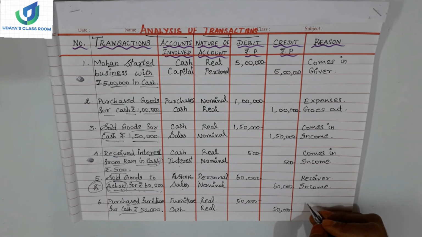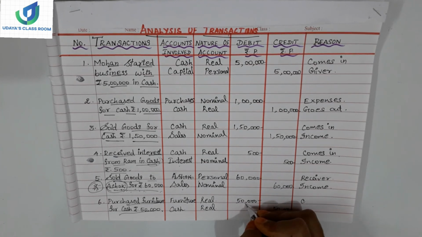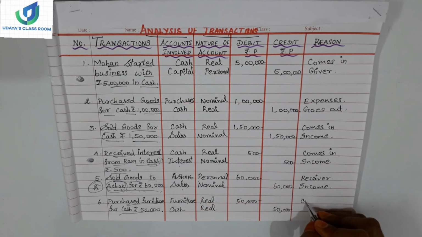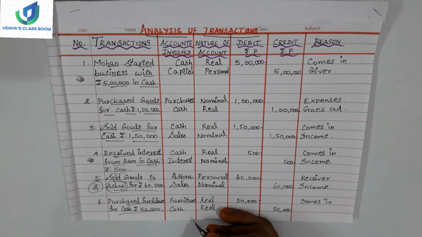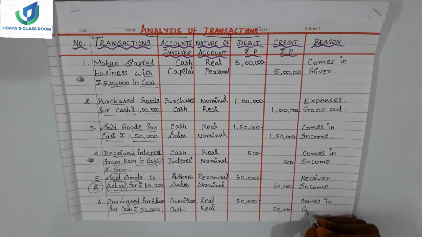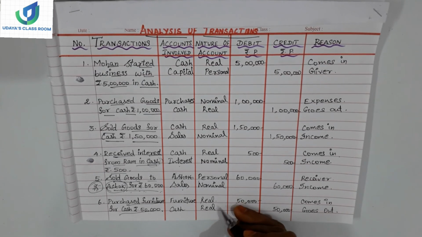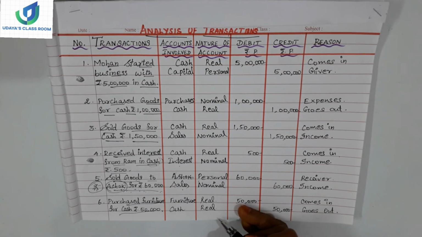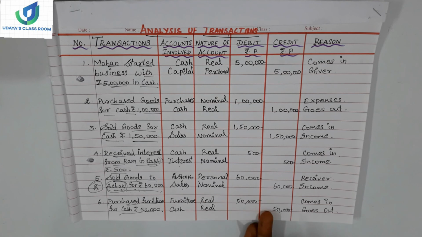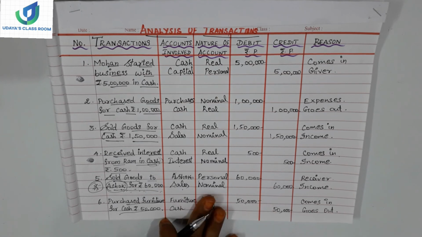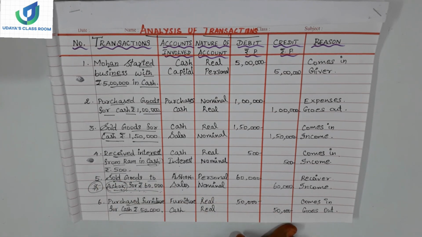Reason, what do we have to write? Comes in. Debit what comes in. So that's why we have debited furniture, as furniture came inside. So comes in, and on the other side cash goes out. When we purchase, cash goes out from us. So comes in, goes out. In this transaction, both the accounts are real accounts only. The nature of the account is real account only. Okay. Hope you are clear with the analysis of transactions properly.